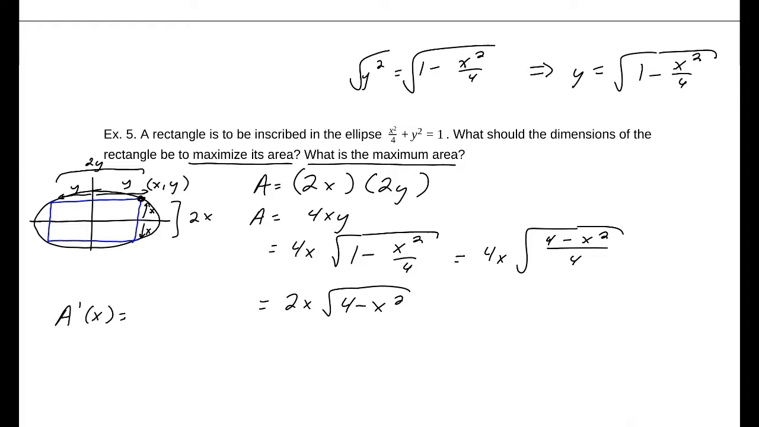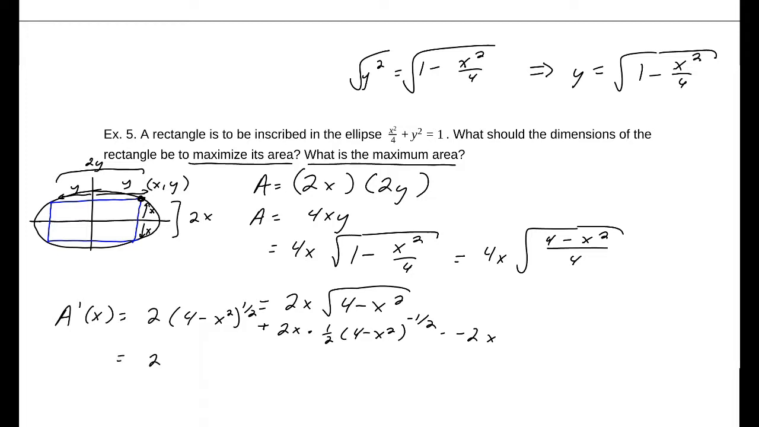All right, well, the derivative of our first term is 2. And we leave the second alone, so 4 minus x squared to the 1/2. I'm just going to leave that there. Plus 2x times the derivative of that second term, so that'll be times 1/2 times 4 minus x squared to the negative 1/2 times negative 2x.